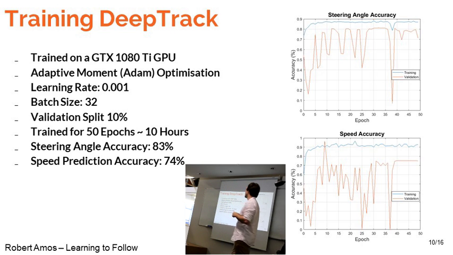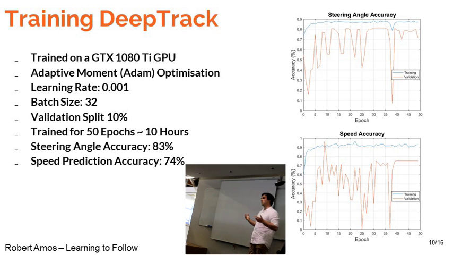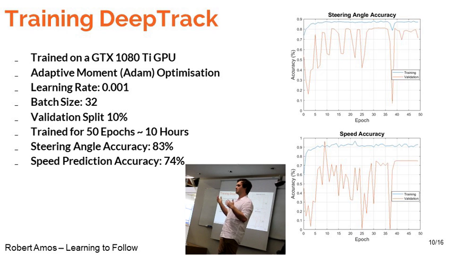So the model was trained on an NVIDIA GTX 1080 Ti GPU using standard backpropagation and the adaptive moment optimization framework. A learning rate of 0.001 was used and a batch size of 32. The validation split for the data set was 10%, which means 10% of the entire data set was segmented out to validate the model accuracy after each training epoch. An epoch is defined as one pass through the training set.